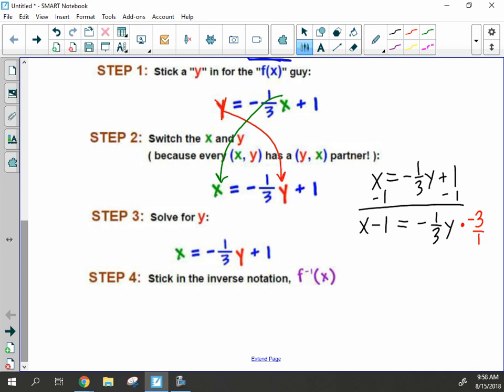Now here's the catch. This is an equation, so whatever you do to one side, you have to do to the other side. This is the part where people make a big mistake. When I said do it to one side, you have to do it to the other side. You've got to make sure you do it to the whole side.